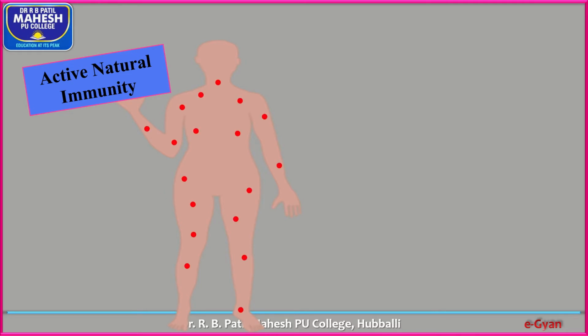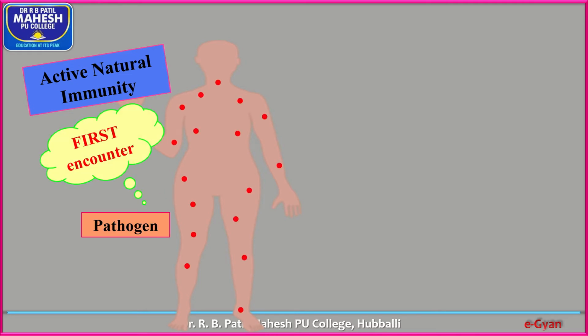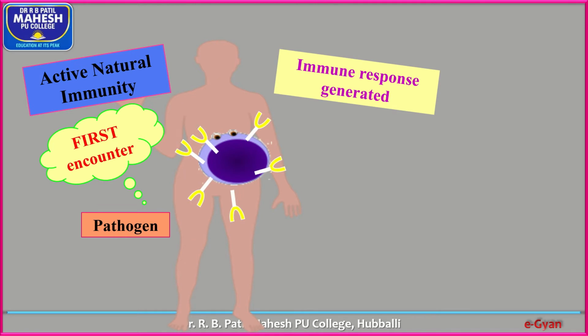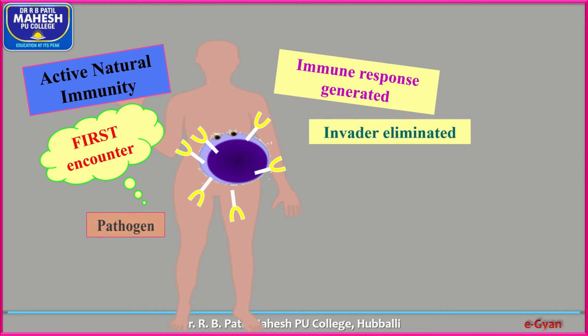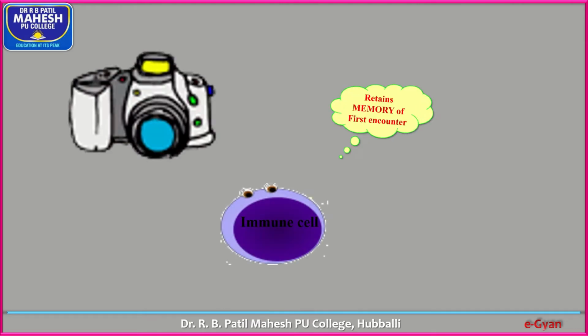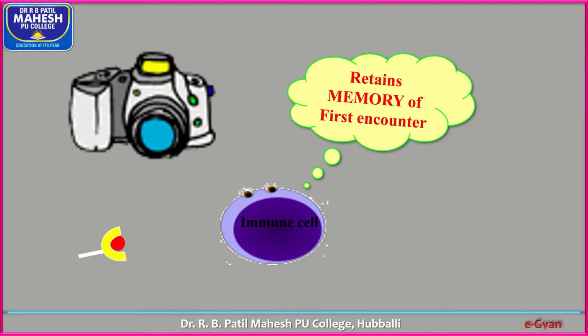Once a person is exposed to the antigens or pathogens, the antibodies are produced and an immune response is generated, and that immune response eliminates the pathogens. The first time a person encounters the antigens, it is a slow and weak response, and that is called the primary immune response. For subsequent entry, we already have memory cells as a result of the primary immune response.